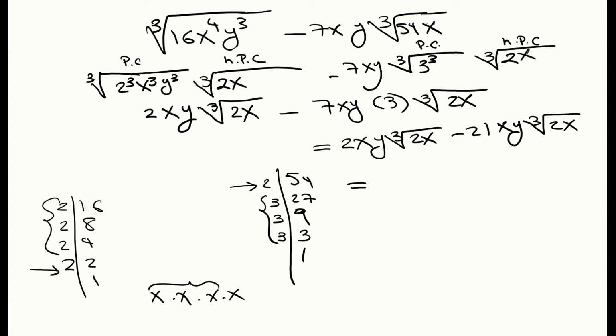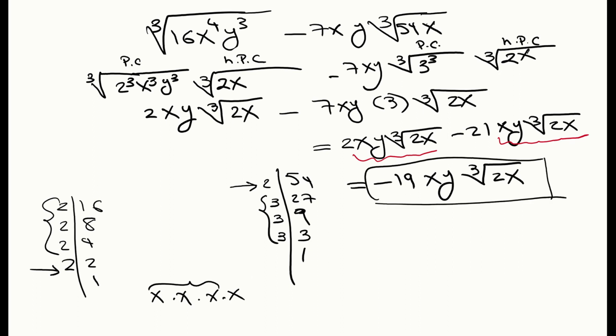Now we do notice that these two terms are like terms because that entire variable part is the same. So basically you have 2 apples, take away 21 apples, so you get negative 19 apples, with the apples this time being xy times the cube root of 2x. So the exact same approach for higher level indices, and you just have to be careful to, when you do your prime factorizations, look for perfect cubes instead of perfect squares.